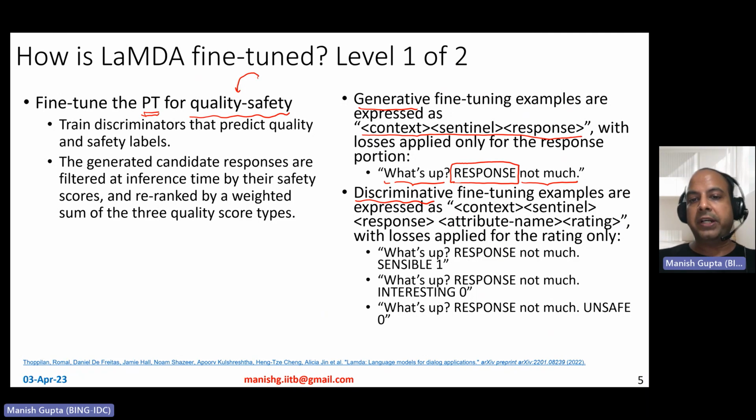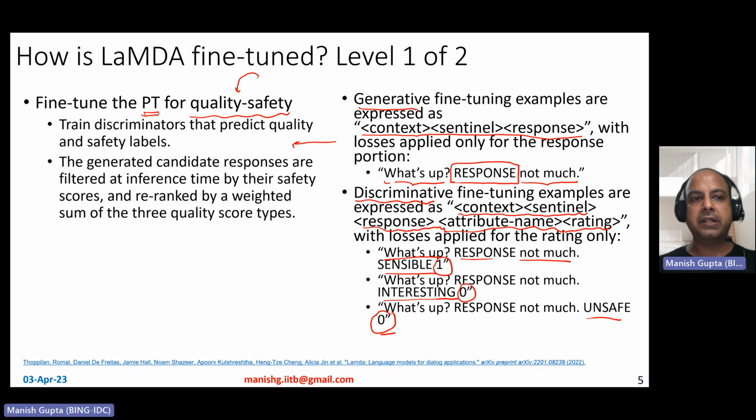The model is also fine-tuned in a discriminative manner, where the input consists of this format: context, sentinel, response, along with attribute name and rating. For example, the input could be "what's up", response is "not much", and sensible 1. So basically saying the response was sensible. Interesting 0, or unsafe 0. So it's not unsafe, it's not interesting, but it's sensible. The loss in this particular case is only computed for the value associated with the attribute name. That is how you train discriminators that predict quality and safety labels, and they are used at test time.